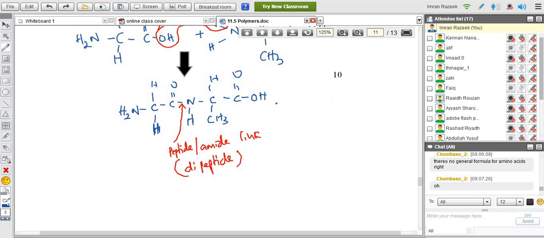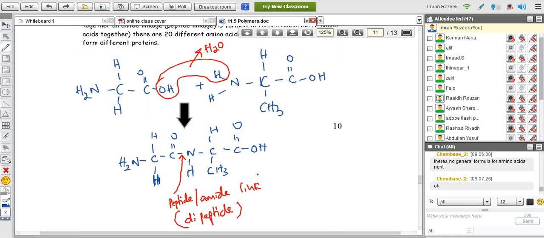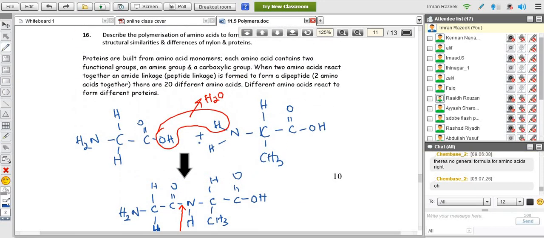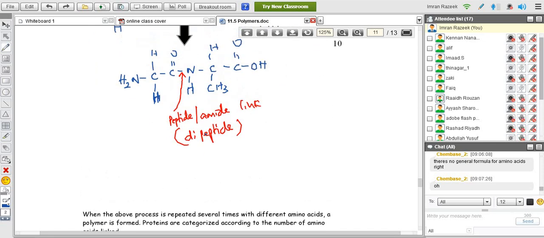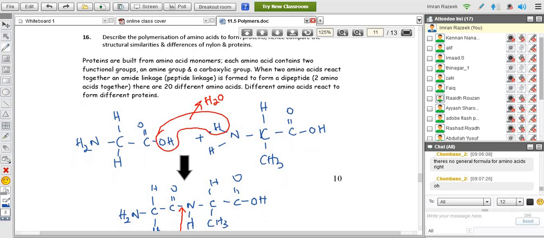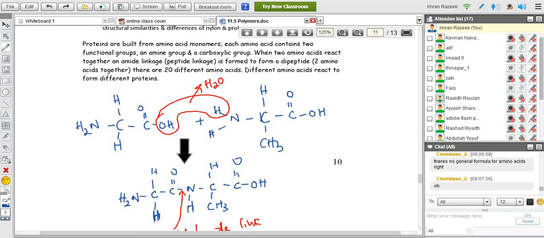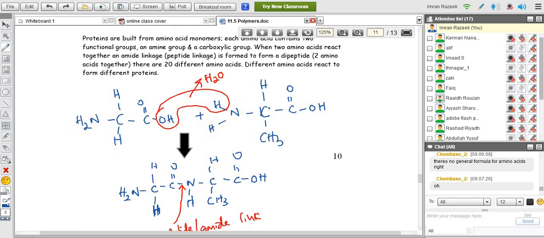Right. So likewise, this can continue. This is a dipeptide, and this can continue to form a polypeptide. Is that clear? So proteins are built from amino acid monomers. Each amino acid contains two functional groups, an amine group and a carboxylic group. When two amino acids react together, an amide linkage or peptide linkage is formed to form a dipeptide, two amino acids together, and there are 20 different amino acids. Different amino acids react to form different proteins.